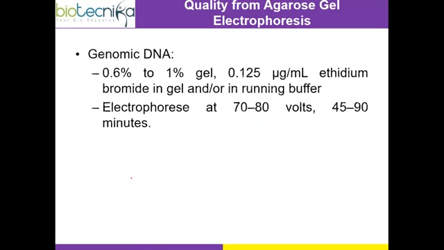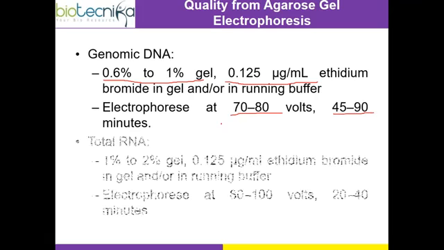Mostly, for separating genomic DNA, people will use a 0.6% to 1% gel. In that, 0.125 microgram of ethidium bromide will be added in the gel or in the running buffer. The current used will always be 70 to 80 volts, and the time taken will be 45 to 90 minutes.